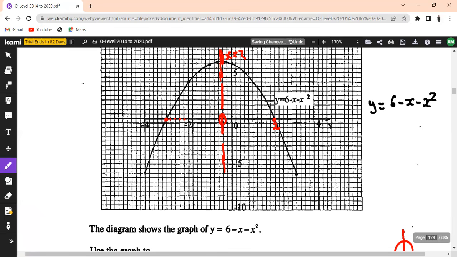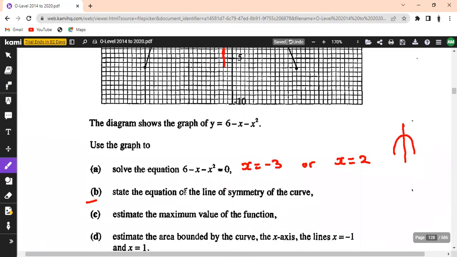Since we are in paper one, this is what you're going to do in a simpler way. To find the equation of the line of symmetry, you add your x-intercepts together, the values of x, which are your solutions. Then you divide by 2, just like that. That is your line of symmetry. So you add the solutions, then divide by 2. Minus 3 plus 2 is minus 1, so it's going to be minus 1 over 2. So x is going to be minus 1 over 2 or minus 0.5.